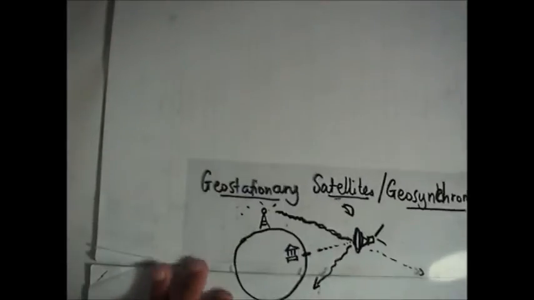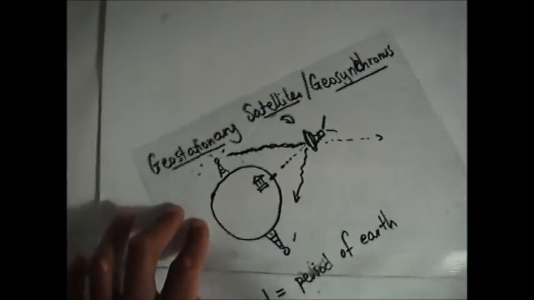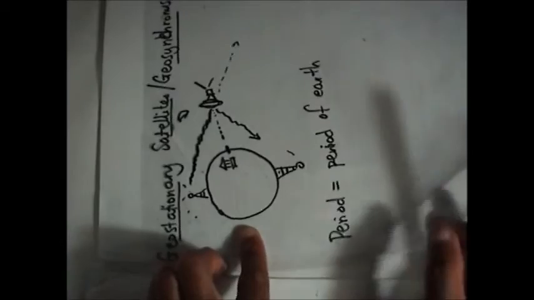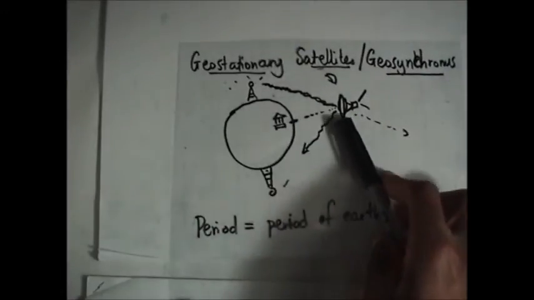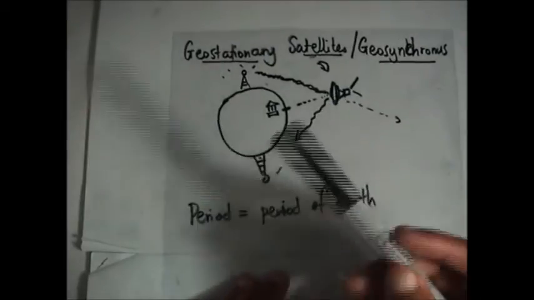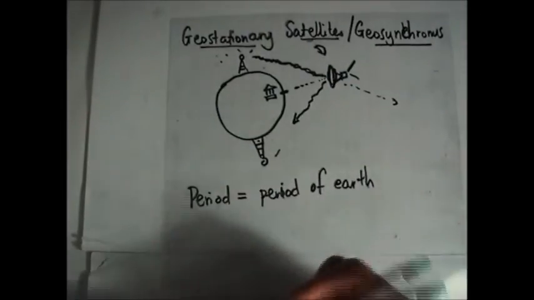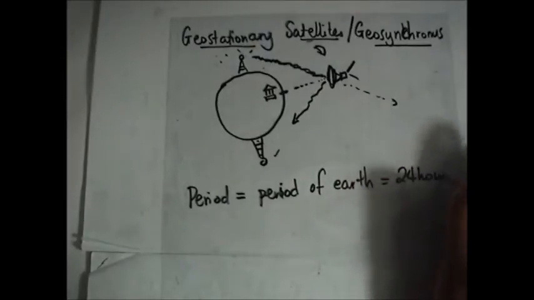Imagine this orientation like this. If it's going to take 24 hours to go right round, I don't know if you can see what I'm trying to achieve here. If it takes the Earth 24 hours to return to the same orientation, and the satellite is always at the same position, it means the satellite has also taken 24 hours to return to the same position. So the period is equal to the period of the Earth. So this will be equal to 24 hours.